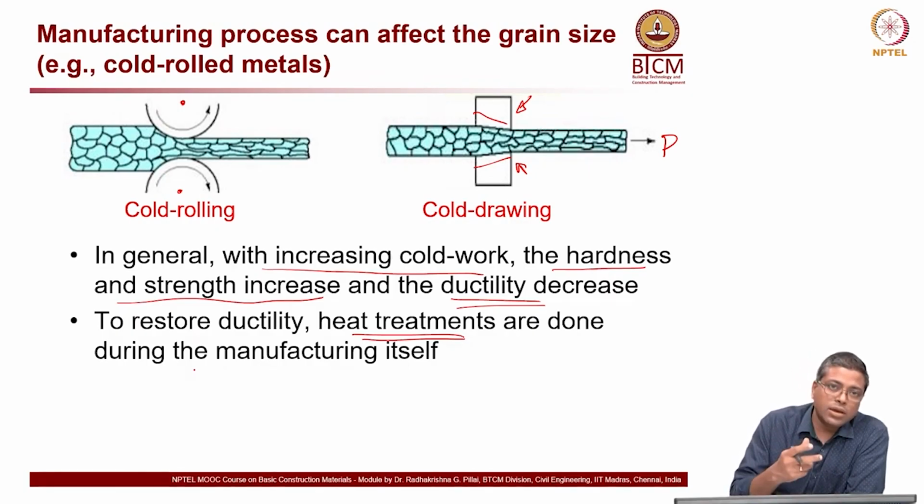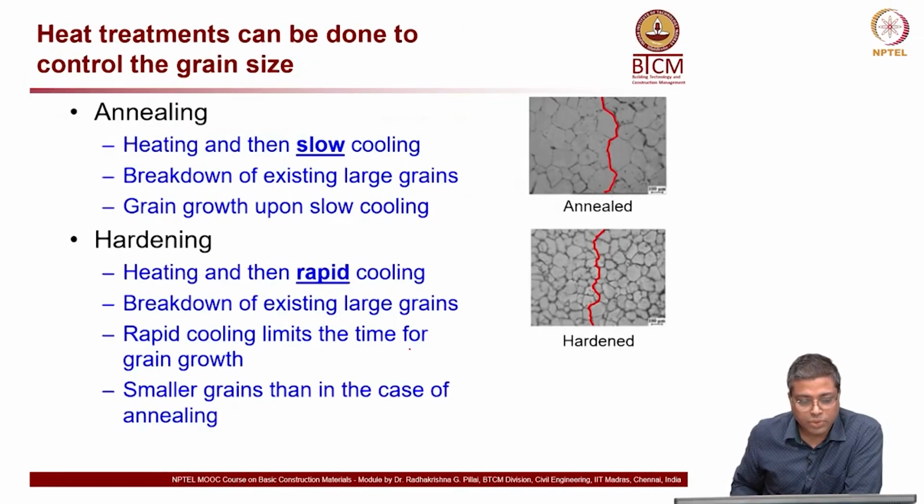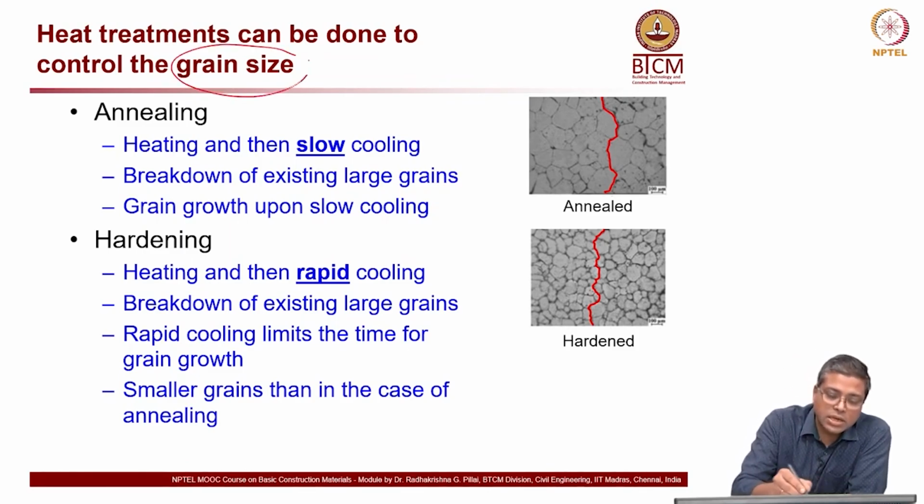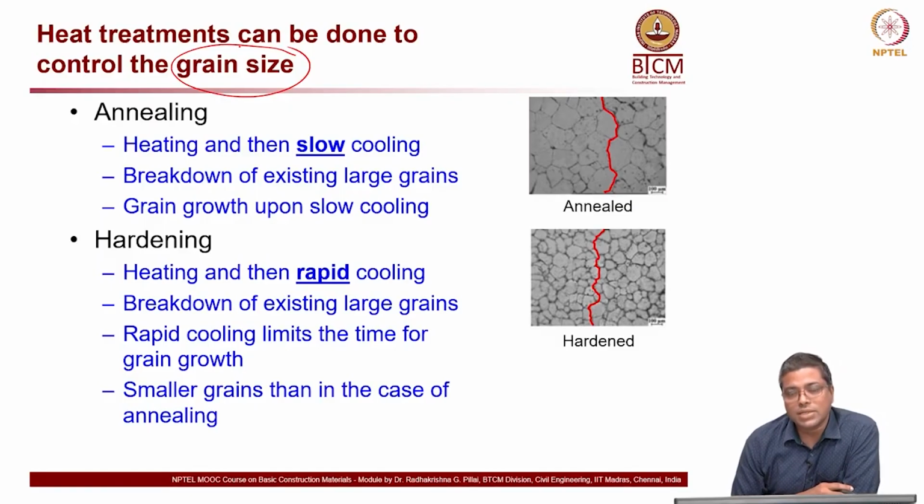So, to regain or restore the lost ductility, some heat treatments are done. Now, what is the idea? When you do this heat treatment, it changes the grain size to a desired level. Two major ways of heat treatment, which I am going to discuss briefly here, are annealing and hardening.